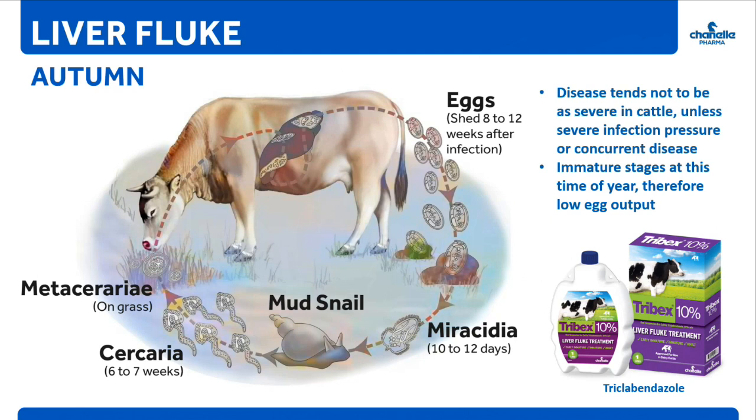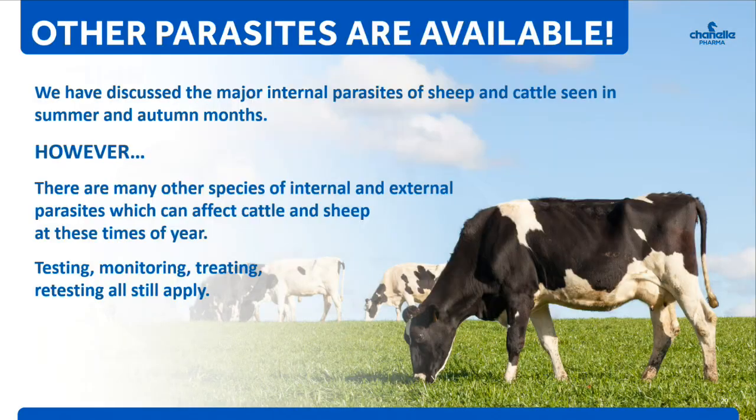Triclabendazole or Tribex can again be used in the autumn or early winter to control immature stages and acute and subacute infections. So we have covered the major parasitic species that cause issues at this time of year for both cattle and sheep. But remember, there are other parasites that can also cause issues at this time as well, but they're less likely. Many of the products that we've mentioned are licensed to treat a range of other parasites beyond those that we've discussed. So, as before, testing, monitoring, treating and retesting all still apply and are very important.